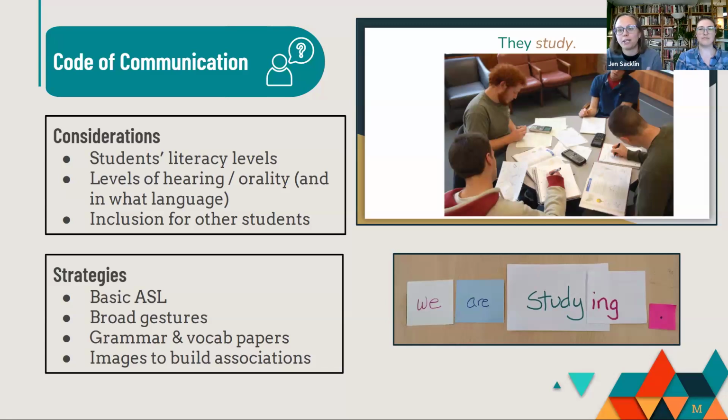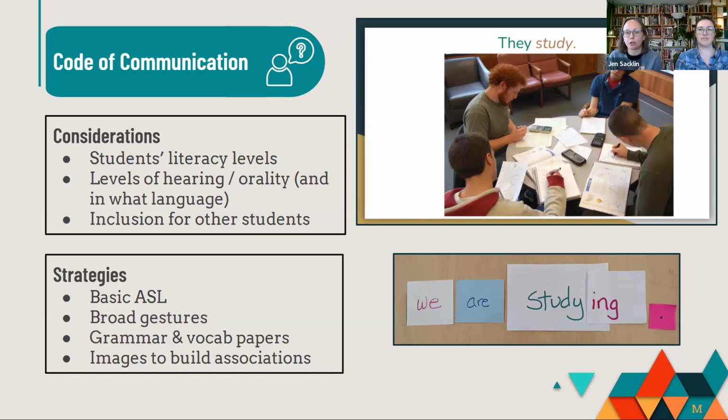So here, students would be introduced a verb or a noun using the grammar paper and then reinforcing that with an image or an item in the room. So you can see here, we're using the grammar paper study, and we're reinforcing that, building the association with this image. And as students get more and more complex in their grammar, we also get more and more complex with our grammar papers.